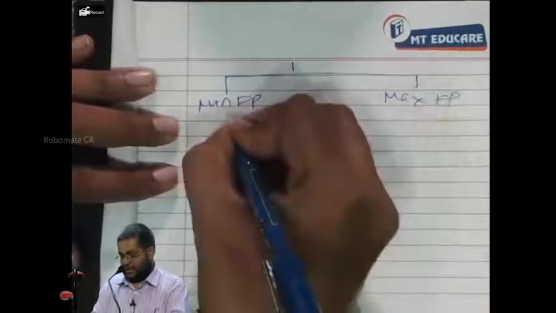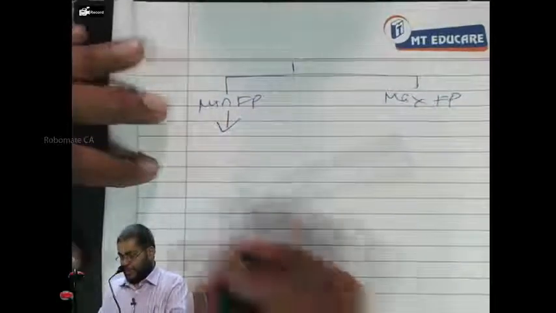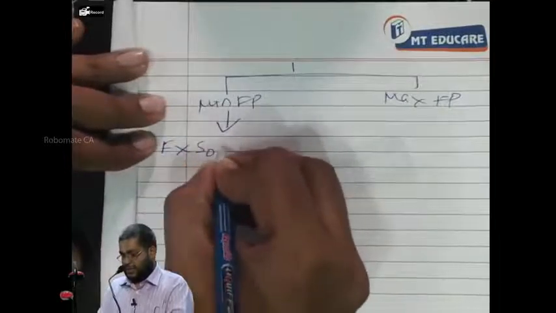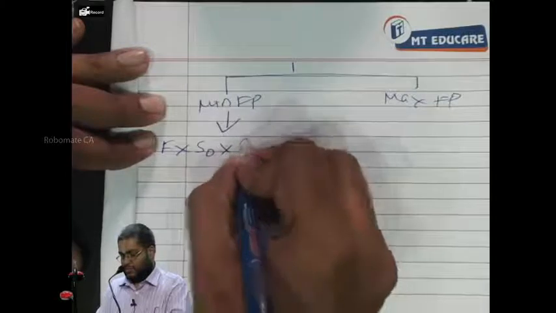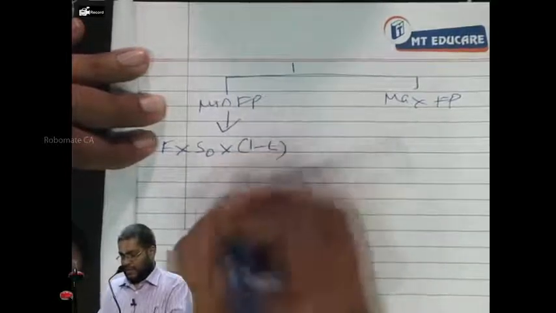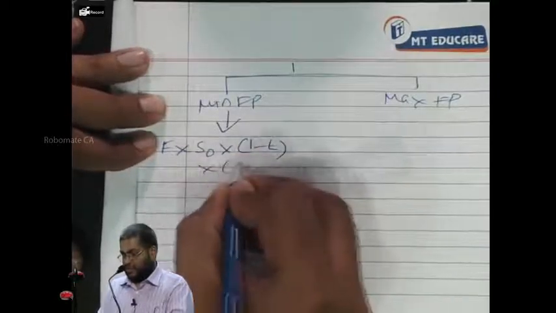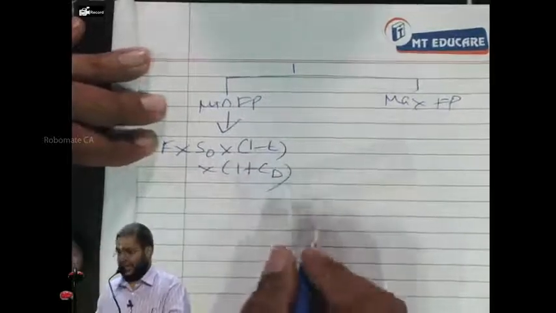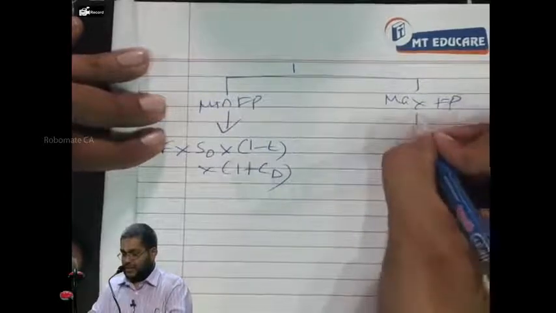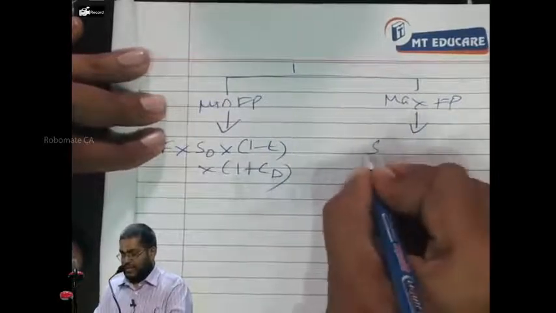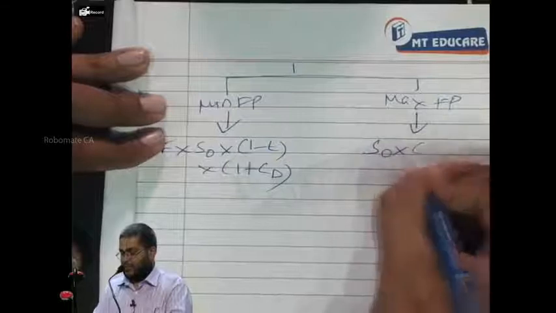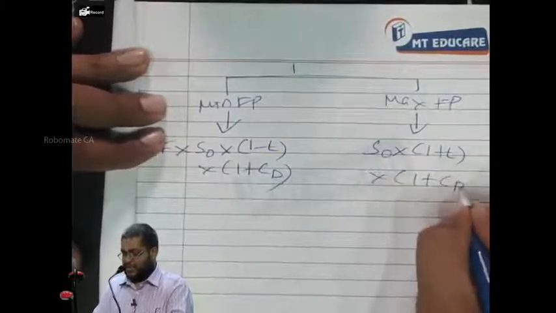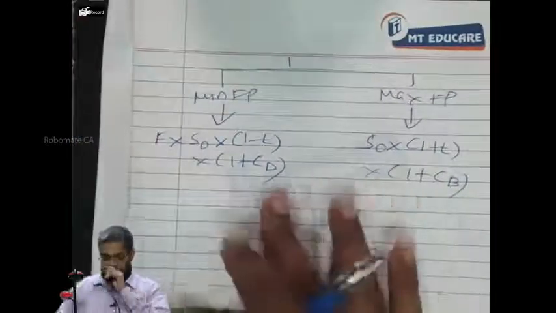Maximum futures price. Okay. The minimum futures price is F into S0 into (1 minus T) into (1 plus CD), that is the minimum futures price. The maximum futures price is S0 into (1 plus T) into (1 plus CB).